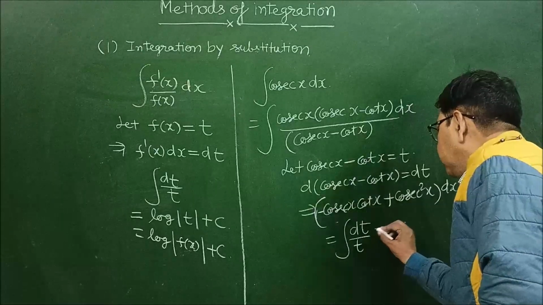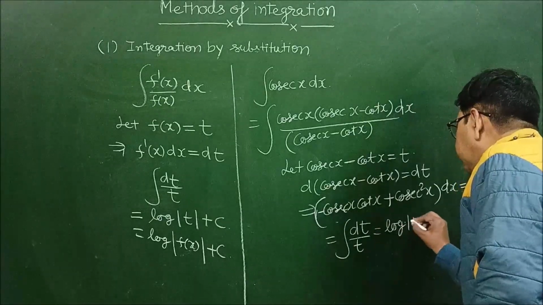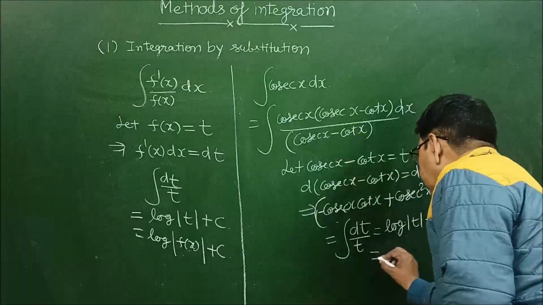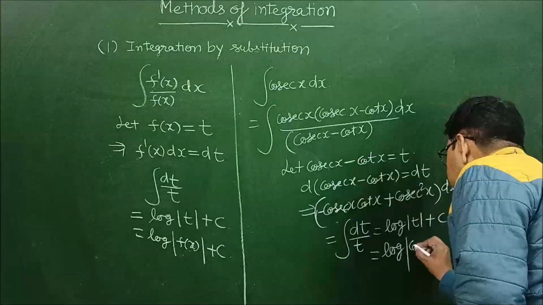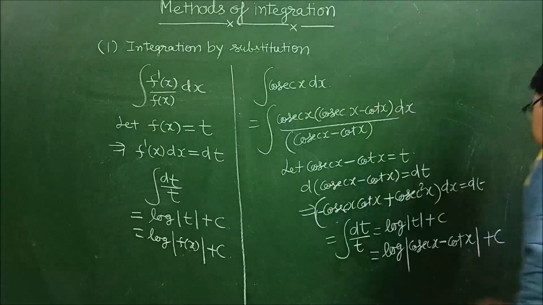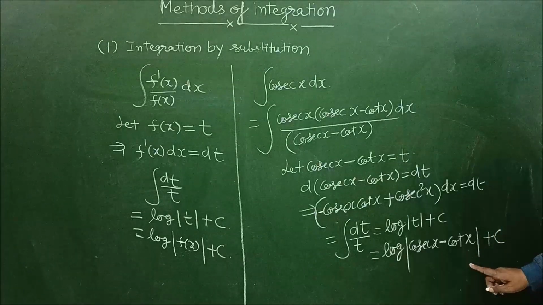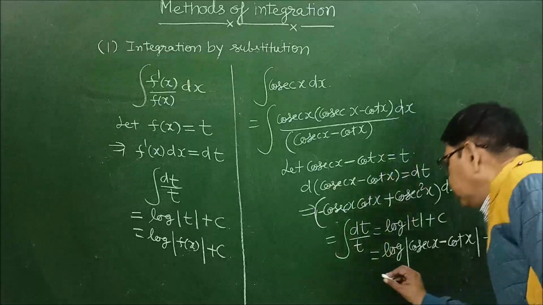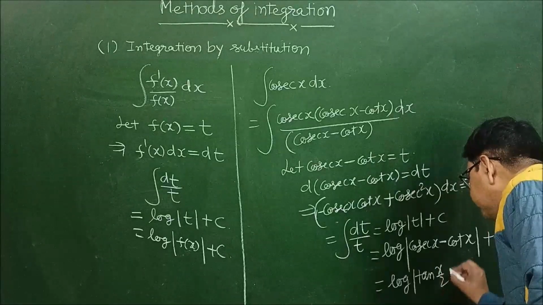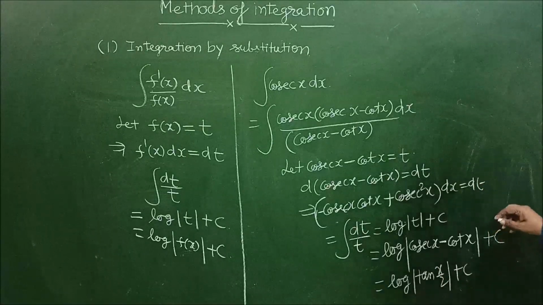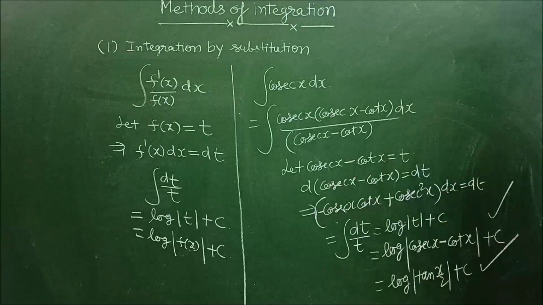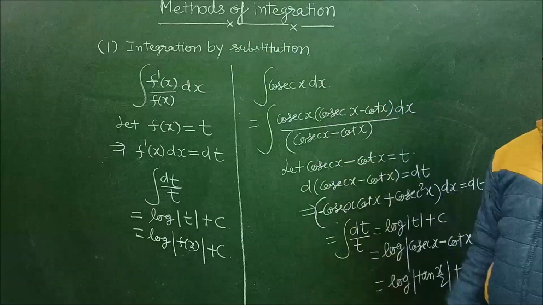which is equal to log of mod t plus c, and the value of t is cosec x minus cot x. So I can write here log of mod (cosec x minus cot x) plus c, which on further simplification by trigonometry can be reduced to log mod tan (x by 2) plus c. So either we can use this formula log mod (cosec x minus cot x) or log tan (x by 2) plus c for the integral of cosec x.